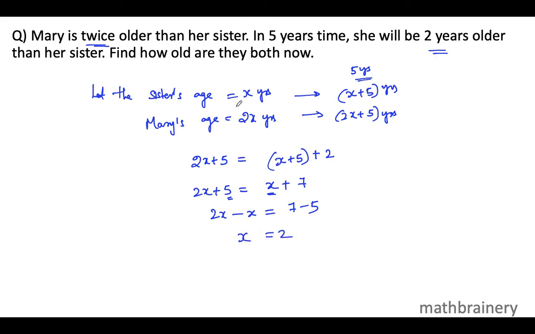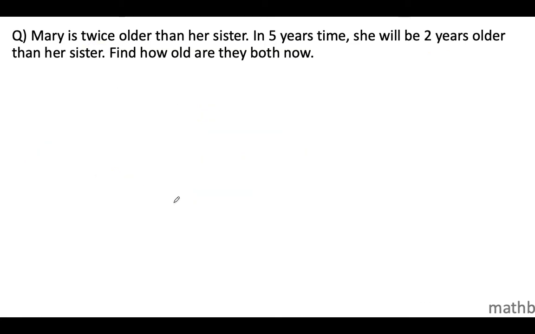So, what is the sister's age? X is equal to 2, that means the sister's age is 2 years. Then what is Mary's age? Mary's age will be double, 2 times 2, which is 4 years. Let's look at the next question.